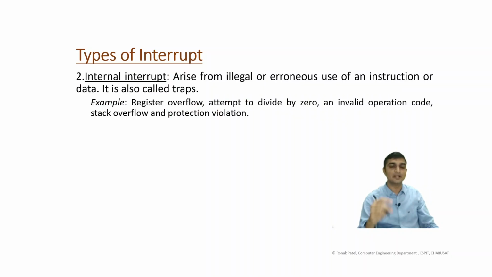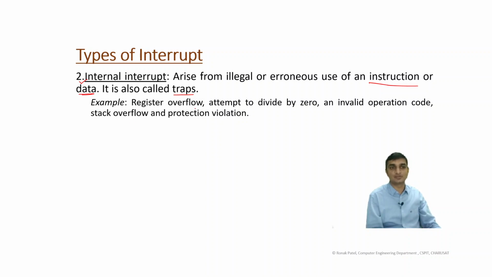The next is your internal interrupt. It arises from illegal or erroneous use of instruction or data, right? Meaning from our program. If in your program you have written an erroneous instruction or data, at that time an internal interrupt occurs. For external, we have not written any code, but due to some condition, like IO complete, that interrupt will be generated. But here, for illegal use of instruction or data, this internal interrupt will be generated. And it is called a trap situation. When it generates some error, that is called a trap.